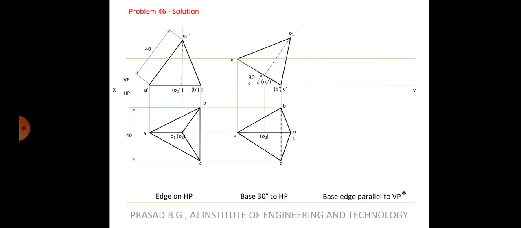So right now BC is parallel or perpendicular? Right now in this particular view, it's perpendicular, right? So you can see the line. This line BC, it's perpendicular to XY line. That means it is perpendicular to VP right now. If you want to make it parallel to VP, what you have to do? You have to rotate this by 90 degrees and make it horizontal.